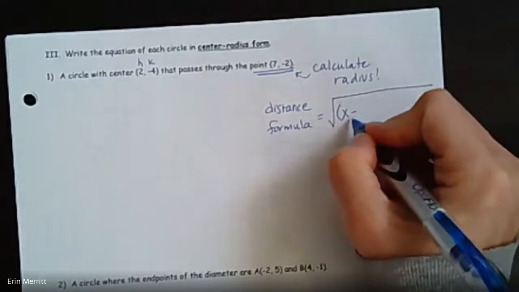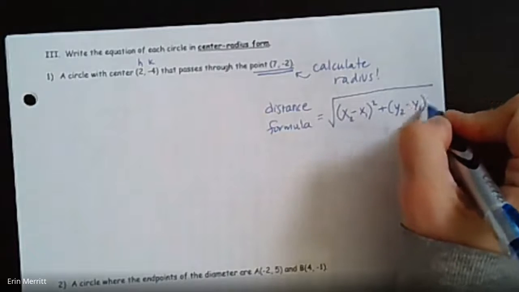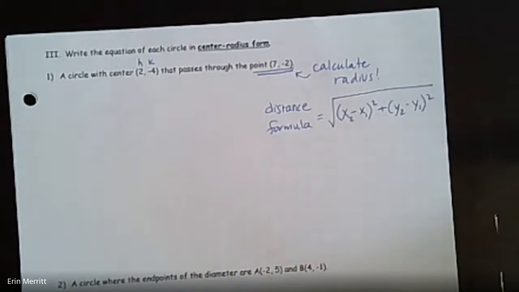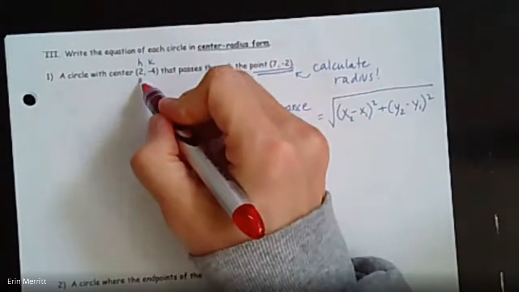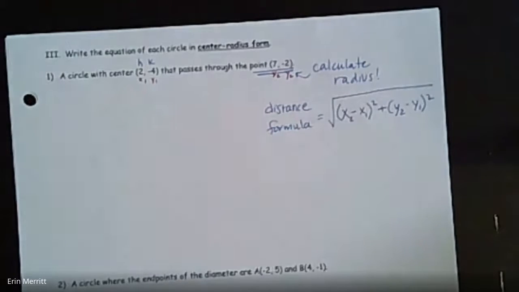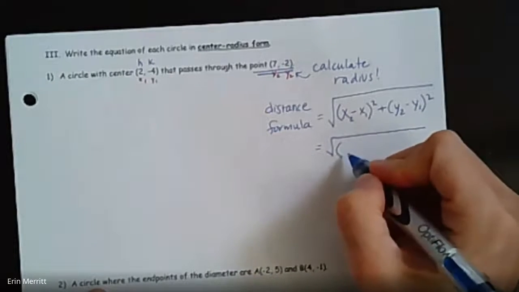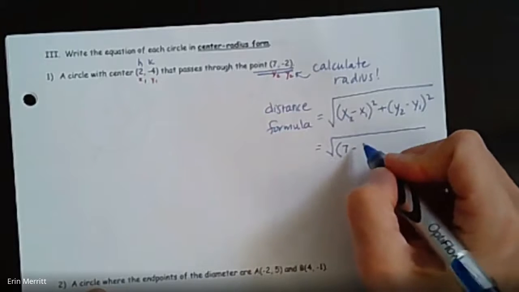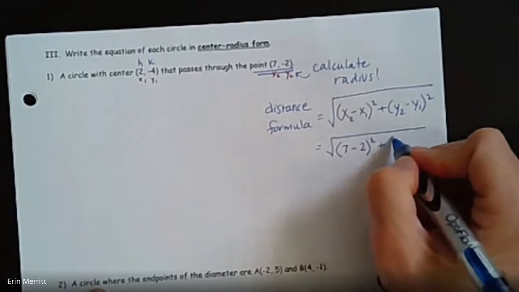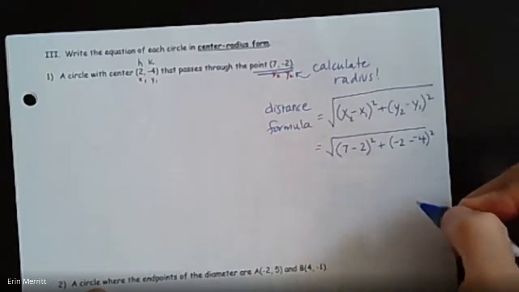So it is (x2 minus x1) squared plus (y2 minus y1) squared, and then a big old square root over that. To do that part of it, I'm going to use my red pen here. I'm going to make this point x1, y1, make this point x2, y2. All right, we are plugging in. So radical first. And then x2, 7, minus x1, 2, squared, and then plus negative 2 minus negative 4, squared.